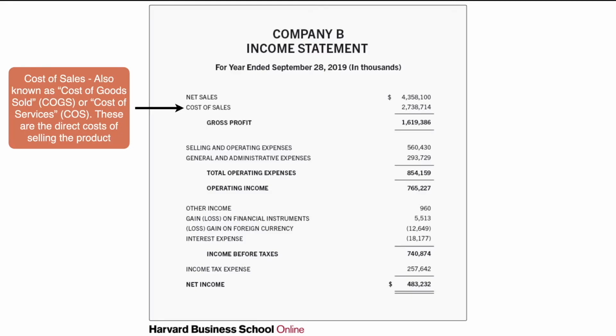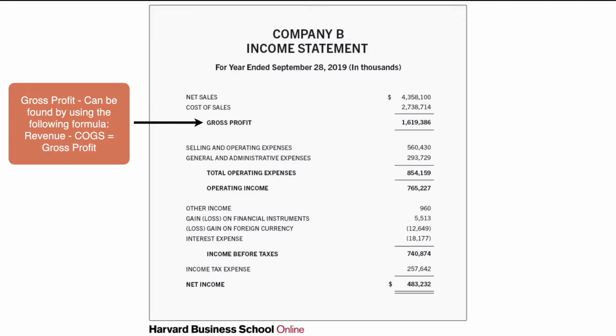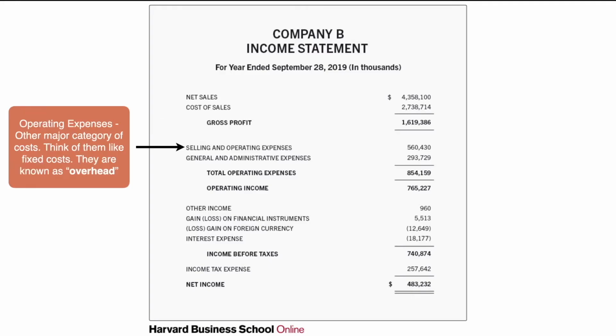Next, we have cost of sales. This is also known as cost of goods sold or cost of services, but on this income statement, it's consolidated as cost of sales. These are the direct costs of selling the product, and remember, they're calculated in accordance with the matching principle. After net sales and cost of sales, we have gross profit. That can be found using the following formula: revenue minus cost of goods sold. That equals gross profit. Next, we have selling and operating expenses.